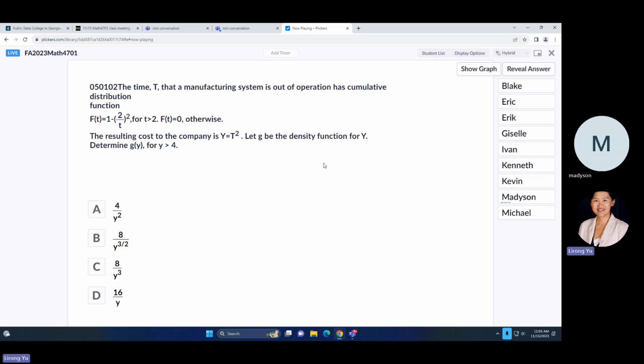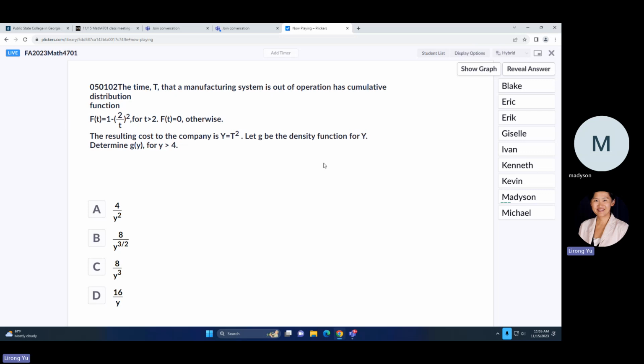Okay, so we want to find out the cost to the company is Y, that is T squared. So basically, the longer the time, the higher the cost. That's my interpretation for Y: the cost equal to the time squared. G is the density function for Y. So we are to find the density function of Y, for Y higher than 4. T is higher than 2, and Y equals T squared.